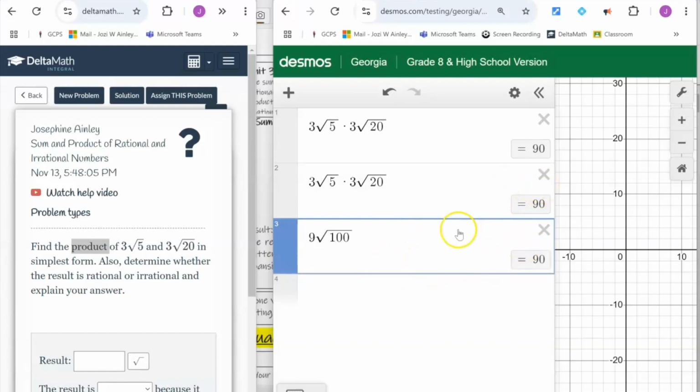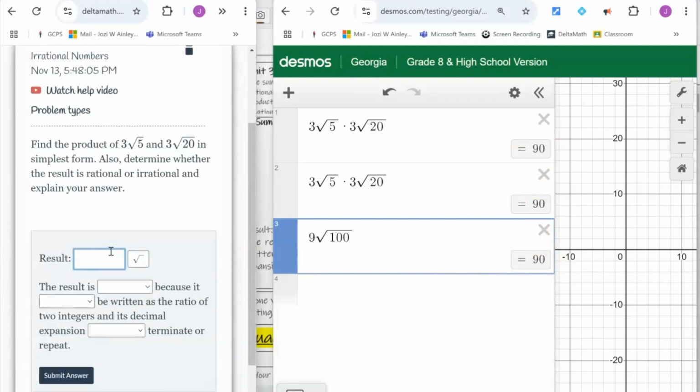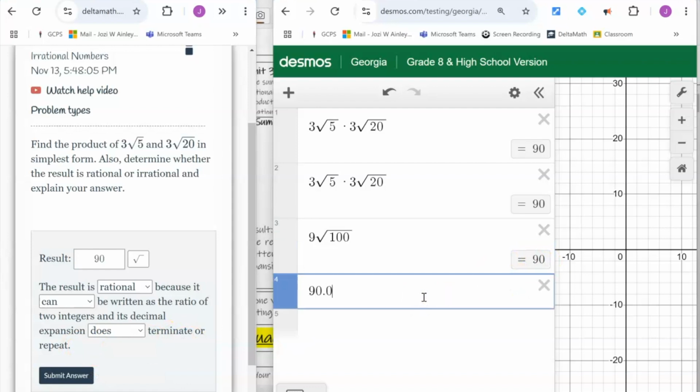They're both 90. Actually, why am I still doing this problem? What does it say it is? It's 90. So the answer is 90. It's not a decimal, it's a 90. So what is this? This is rational. Why is it rational? Because it can be written as a ratio of 2 integers. It's an integer, isn't it? And the decimal expansion does terminate or repeat. It terminates. You can think of 90 as 90.0, or repeating zeros. But I'm still going to keep going because I don't want to find another example, so I'm going to keep going to show you.